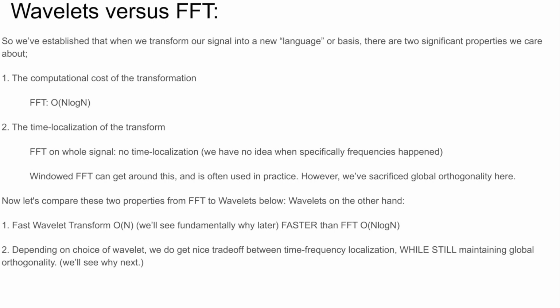Wavelets, on the other hand: the fast wavelet transform is order n, linear time, we'll see fundamentally why later, which is faster than the FFT computational complexity. And two, depending on choice of wavelet, we do get a nice trade-off between time-frequency localization while still maintaining global orthogonality. We'll see why next.